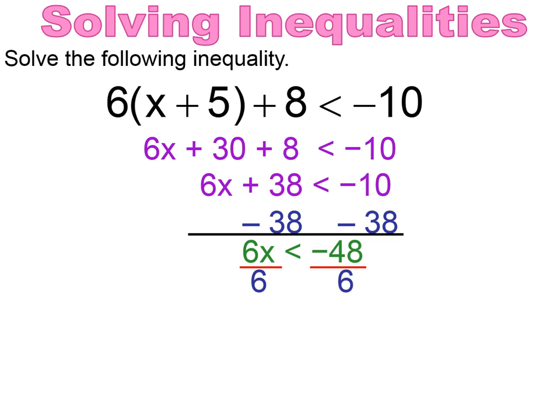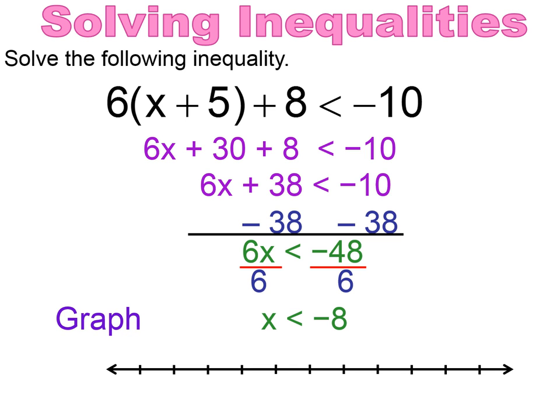And we're dividing through by 6. It's a positive, so it's not going to flip. And we end up with x is less than a negative 8. We're going to graph the solution. It's going to be an open circle at negative 8, and we shade to the left.